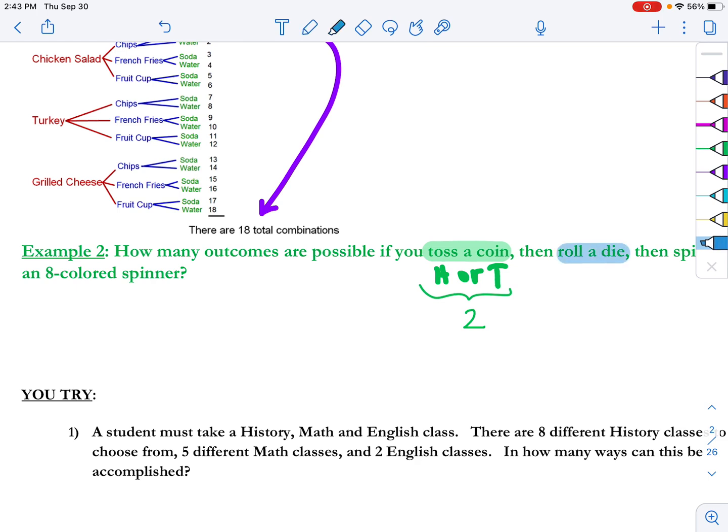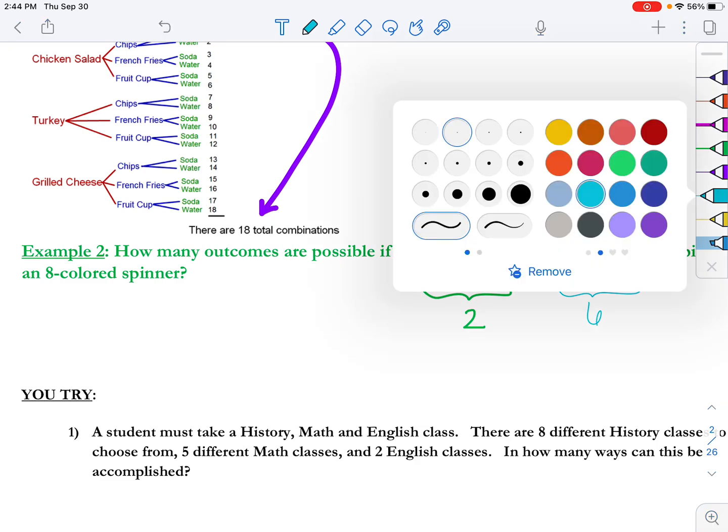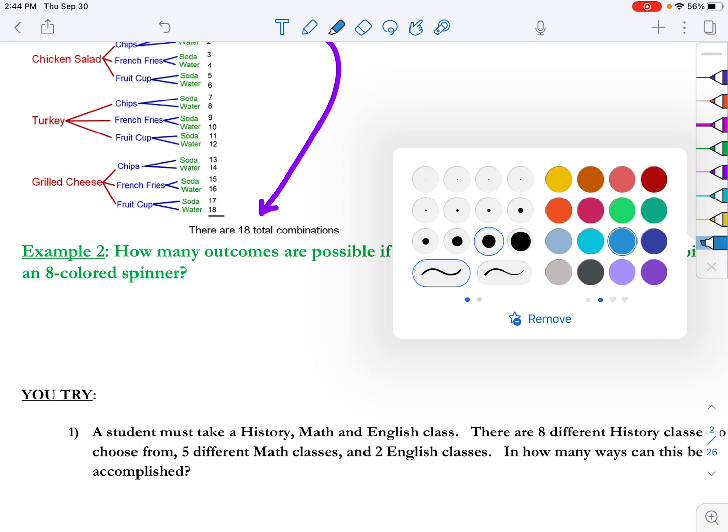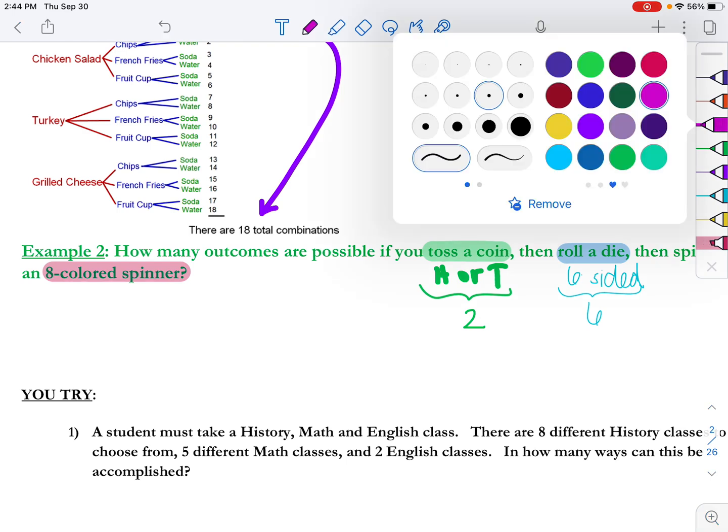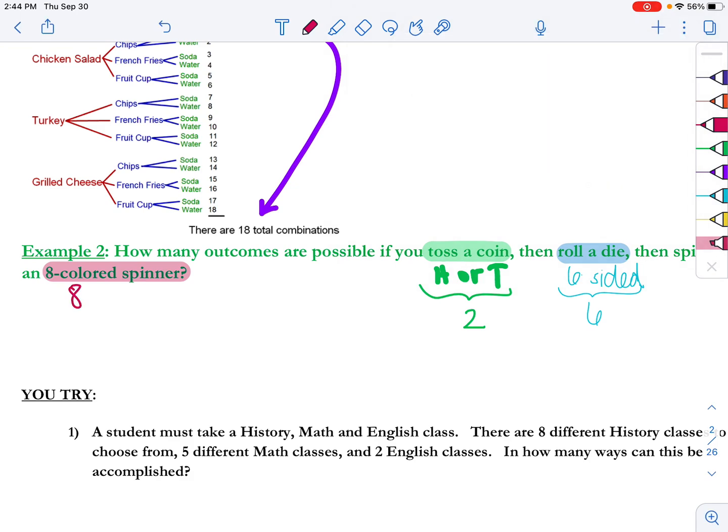And then we roll a die. Now notice these are independent. What we flip, if we flip a head, that has no effect on what we're gonna roll when we roll the die, right? A die is 6-sided, so there are 6 options. Okay, so rolling a die, we have 6 options, 6 possible outcomes. And then the last one is spinning a spinner. Now this spinner is an 8-colored spinner. So pick 8 colors. That's our total number of options that we have when we spin the spinner. So we have 8 total outcomes, okay? 8 total options, let's say.